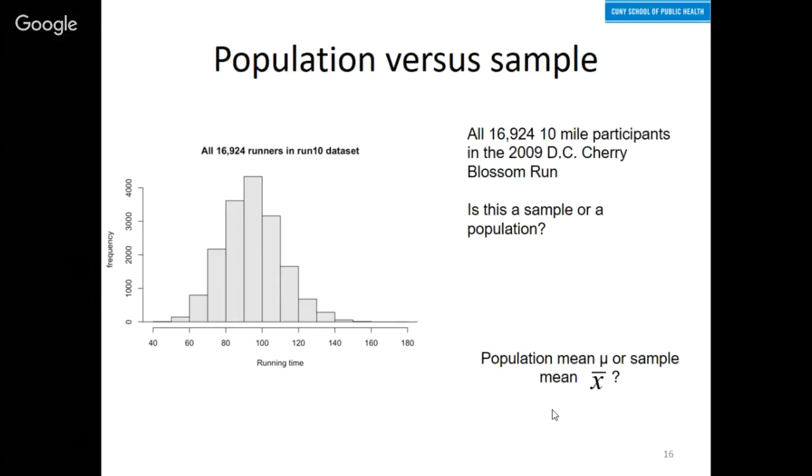All right, enough definitions. I'm going to show you a bit of data and talk about populations and samples. This is an example, the Run 10 data set. It's in R, and it has the completion time for 16,924 runners who participated in this 10-mile run in 2009. So, little poll here. Is this a sample or a population? Put up your hand if you think that's a sample.